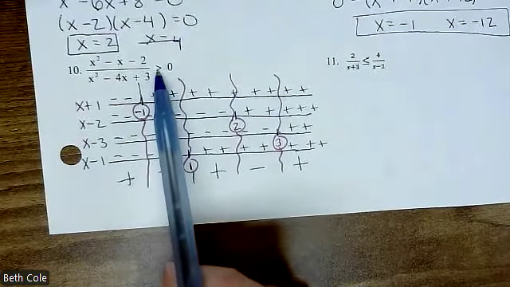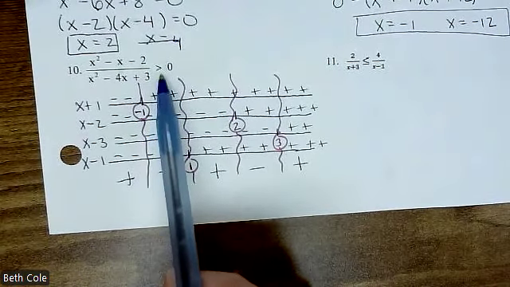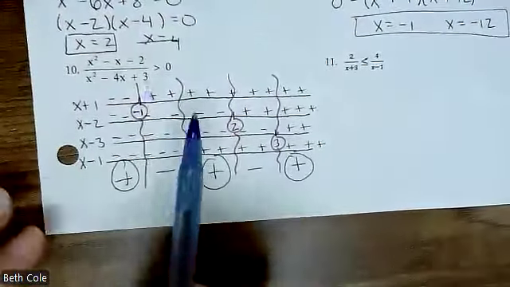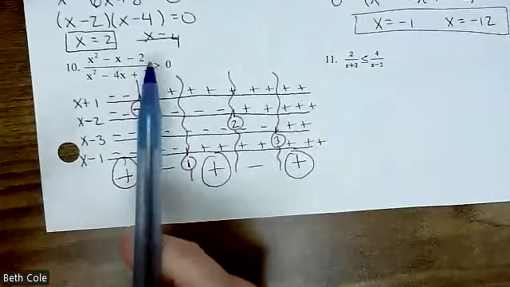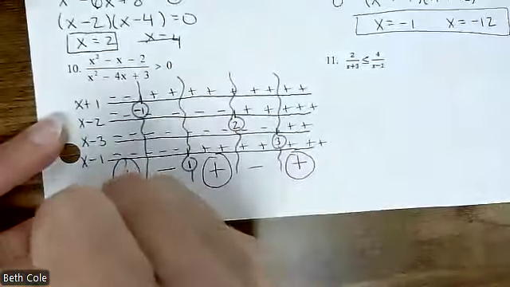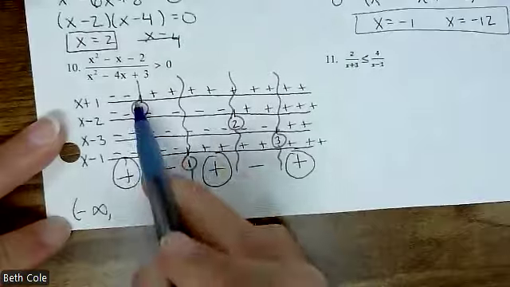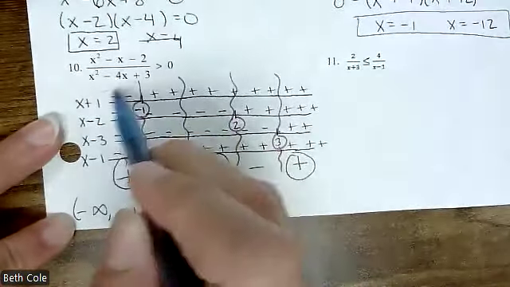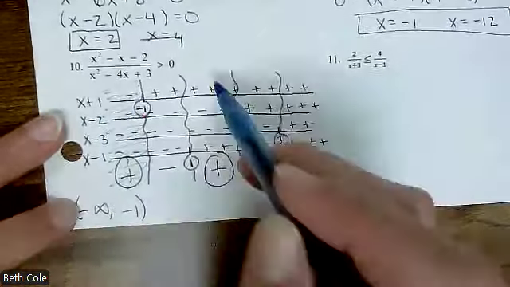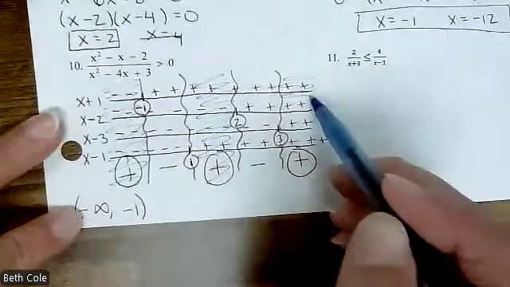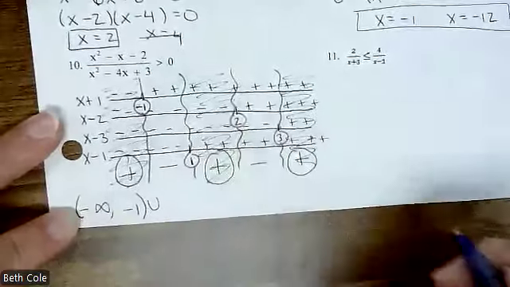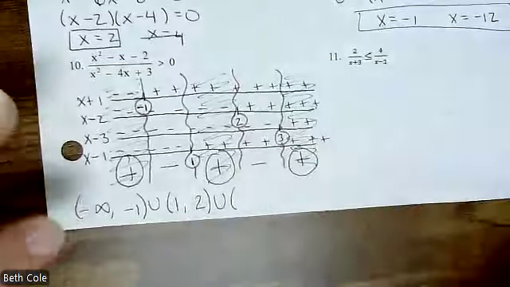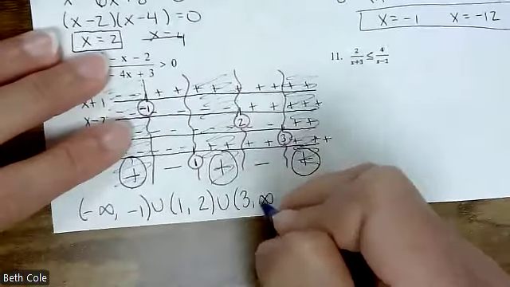It comes back to this symbol. Greater than 0 means you want which sections? All right, we want the positive sections. And do we want brackets or parentheses? Parentheses, because there's not an equal to. So it's negative infinity until -1. That's this section. Some people also like to shade them in. If you don't like that, forget it. But some people like to color in where their answer is. You do you. All right. Union, what's the next one? +1 to 2. And then 3 to infinity. Perfect.